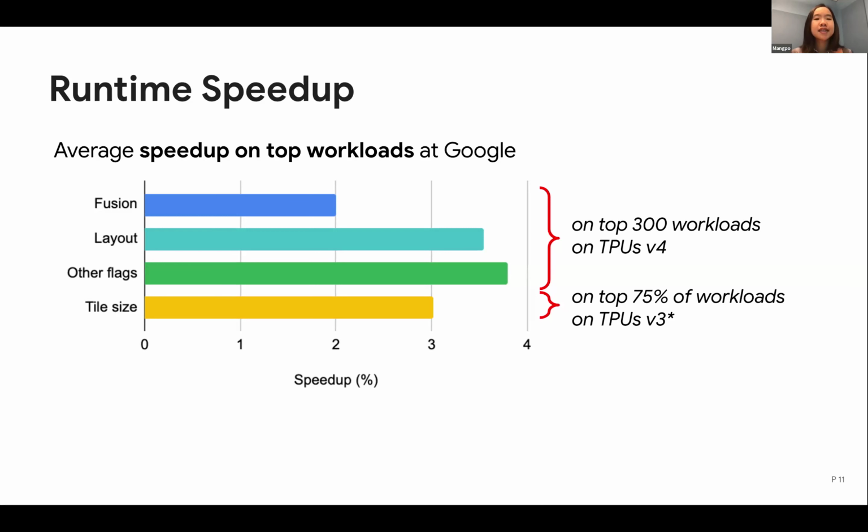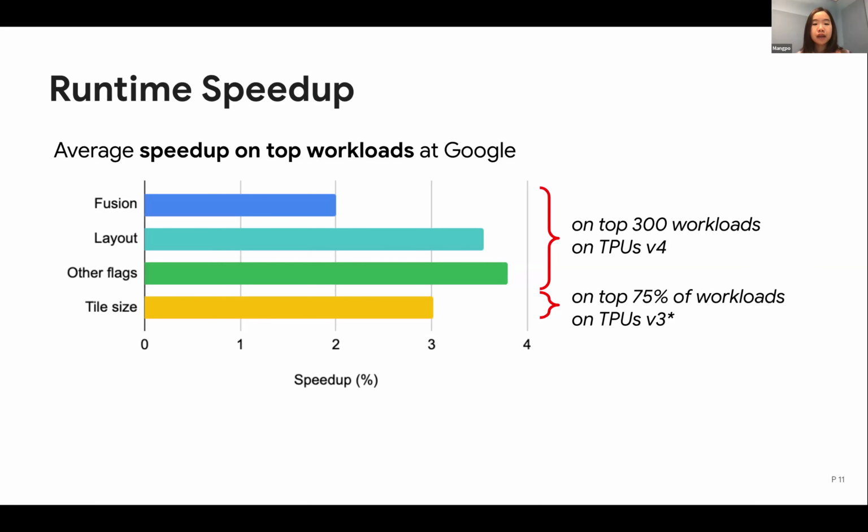So here is the speedup of running the various autotuners on the top workloads that we see at Google. We picked the workloads that cover 90% of the workloads in our TPU fleet, on TPU v3 for the tile size optimization and TPU v4 for the rest. And here I report the speedup averaged across all of these workloads.